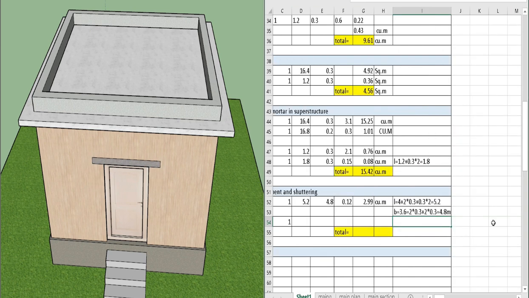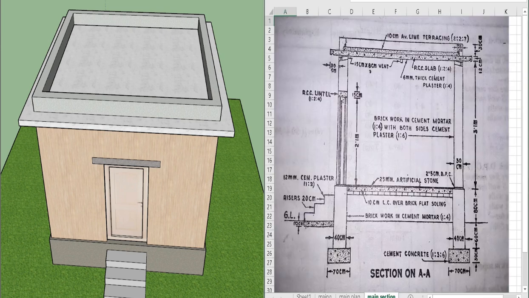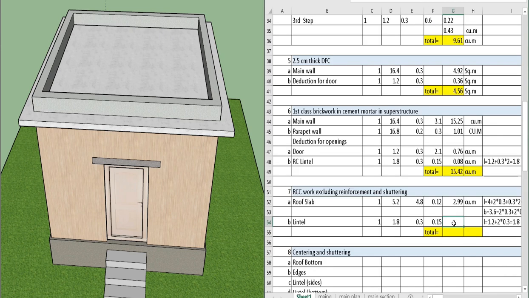So length equals 1.2 meter, that is the length of the door, plus 2 times 0.3 meter, that is 1.8 meter. And we have the width of the lintel as 0.3 meter. The height of the lintel is 15 centimeter from this section. So we get the total quantity as 0.08 cubic meter. Total quantity is 3.07 cubic meter.